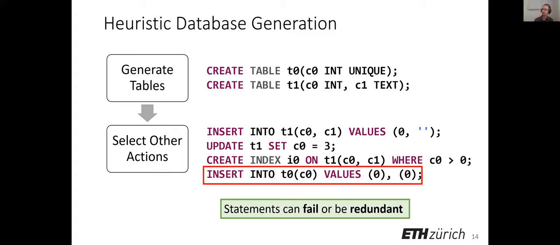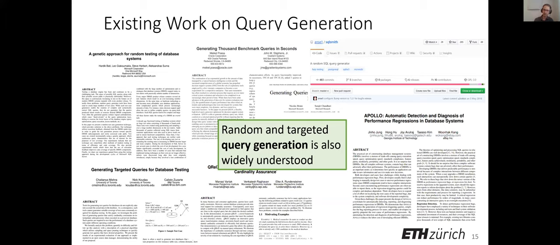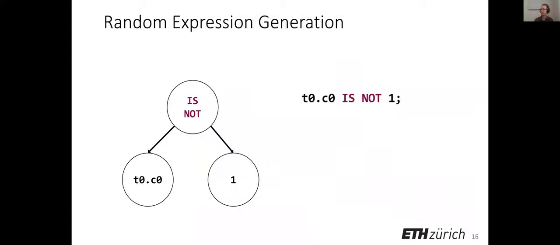Now, random and targeted query generation is also widely understood. So probably most of you know SQLsmith, as I think it's also used for DuckDB. Correct me if I'm wrong. And there are also many other approaches to generate queries, for example, based on data or according to other characteristics. So we generate random queries. But basically, the core challenge is to randomly generate expressions.